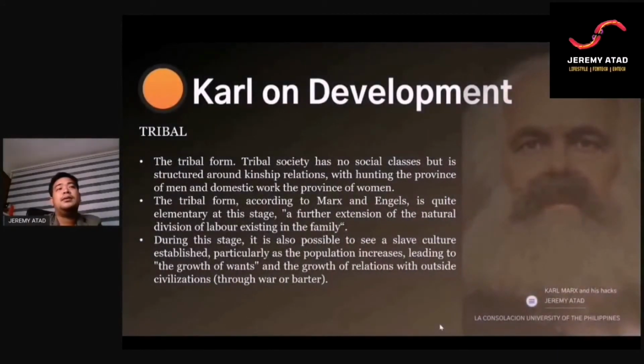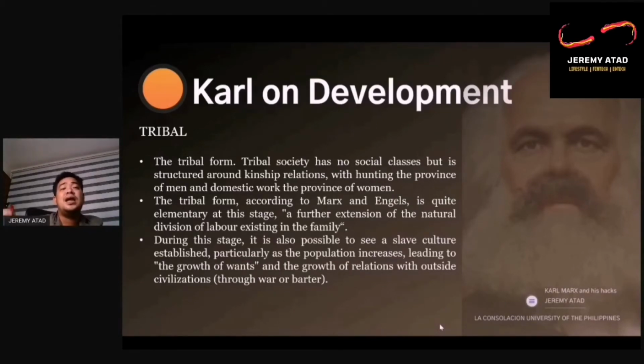The tribal form. Tribal society has no social classes, but is structured around kinship relations, with hunting the province of men and domestic work the province of women. The tribal form, according to Marx and Engels, is quite elementary at this stage, a further extension of the natural division of labor existing in the family.